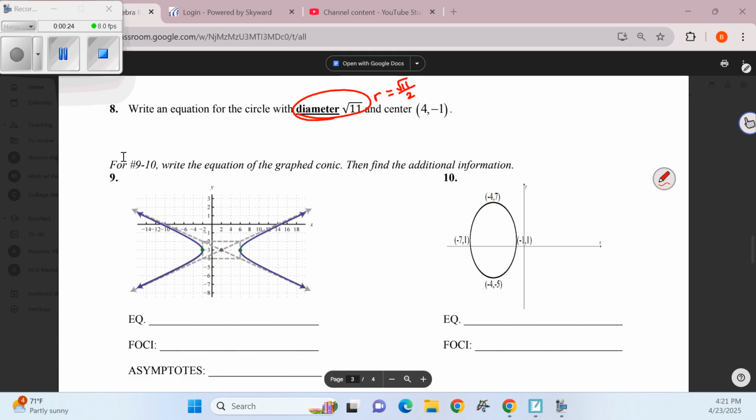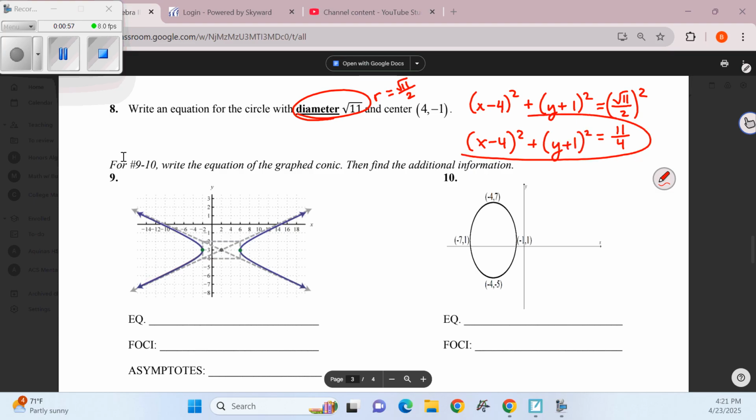So just going back to, again, you should have these formulas written on your formula sheet. The circle is just x minus something squared plus y minus something squared is equal to r squared. So x minus 4 quantity squared, y plus 1 quantity squared is equal to r squared. So think about what that looks like. Square root of 11 divided by 2 squared is actually going to be, well, square root of 11 squared is just 11 over 4. So then our actual formula should look like x minus 4 squared plus y plus 1 quantity squared equals 11/4.